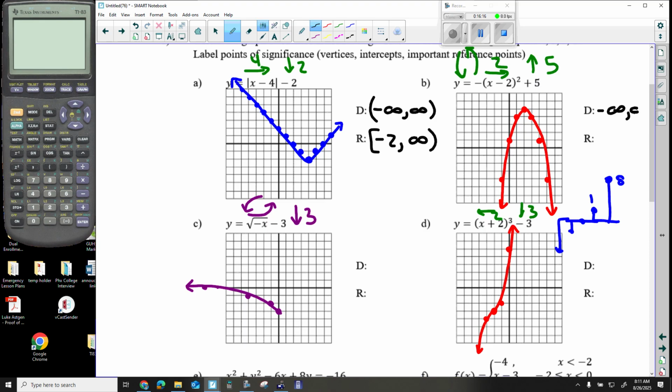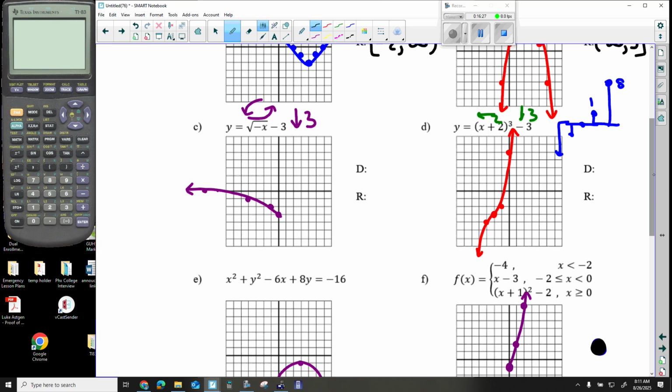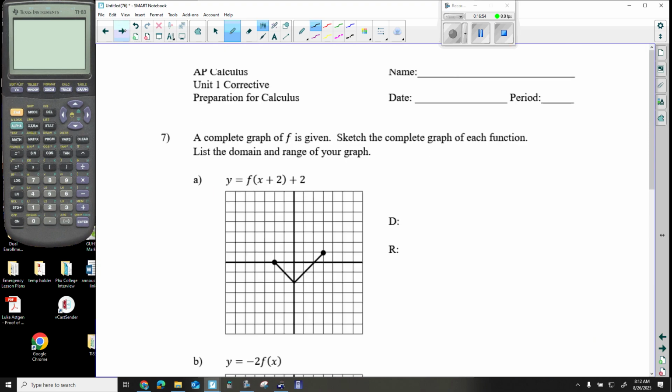Domain, again, is left, right. Bottom, there is no bottom. Top is 1, 2, 3, 4, 5. Domain, left, right. Range, bottom, top. Domain, left, right. Range, bottom, top. Wonderful.